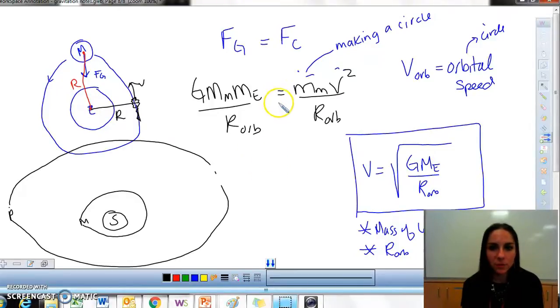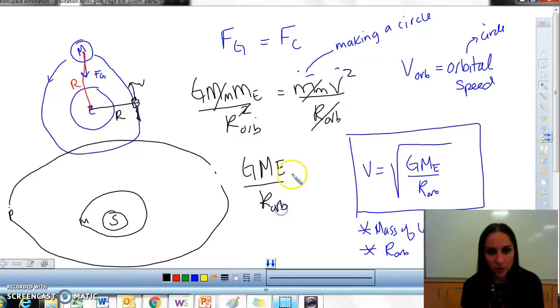So at this point, we can simplify this. So notice that the moon's mass cancels, and then this is squared. So this R cancels out one of those R's like that. So what I get is G M_E over R_orb equals v squared. And you can see if I solve for v, I get this.